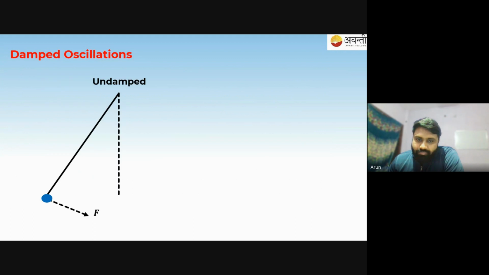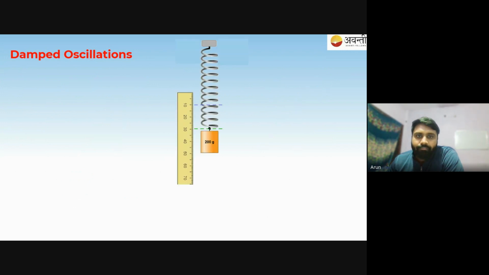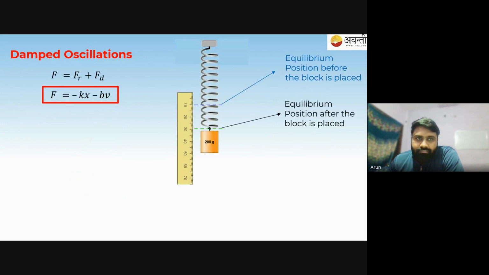So for a small velocity, we will use it. This is undamped, only force F is applied, which is mg sine theta. But if you consider the damped one, it is F minus Fd, where Fd is the damping force here. Now, this will be the final equation for damped oscillation. Fr plus Fd, where Fr is the restoring force causing the oscillation here, and Fd is the damping force. So Fr is minus kx, minus bv.